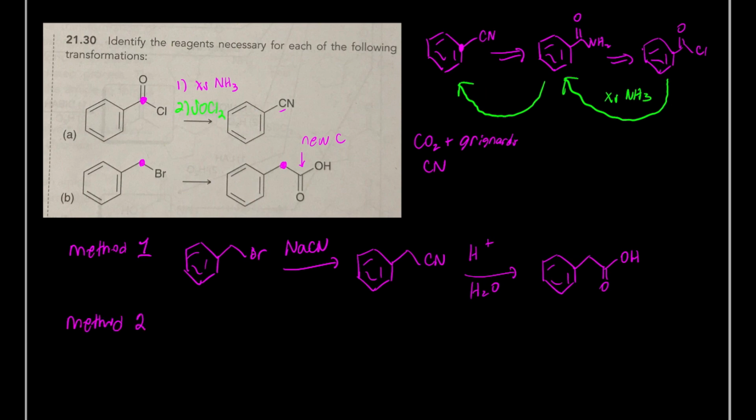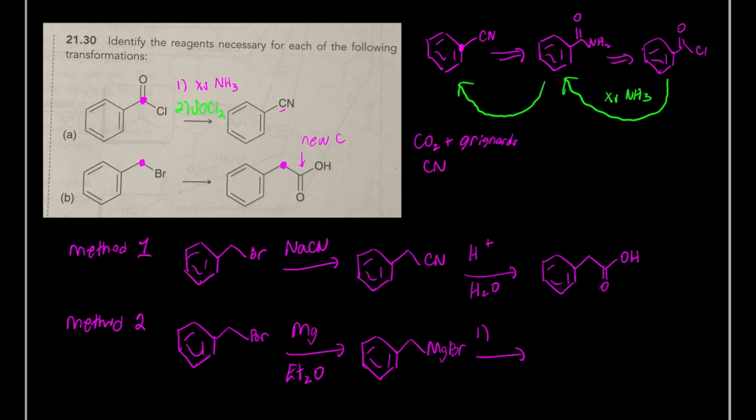goes back to the very beginning of chapter 21. You can take alkyl halides, you can convert them to Grignards by adding magnesium. We do this in diethyl ether. And then if you have the Grignard, you can treat this with carbon dioxide, followed by acid, and this will give you the carboxylic acid as well. So either way would work.